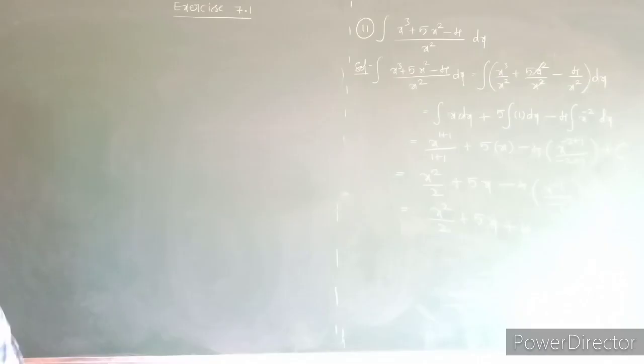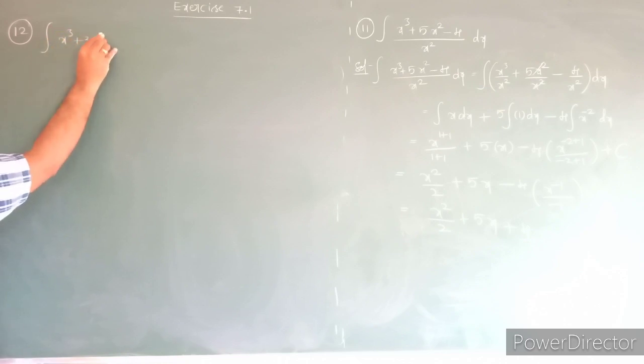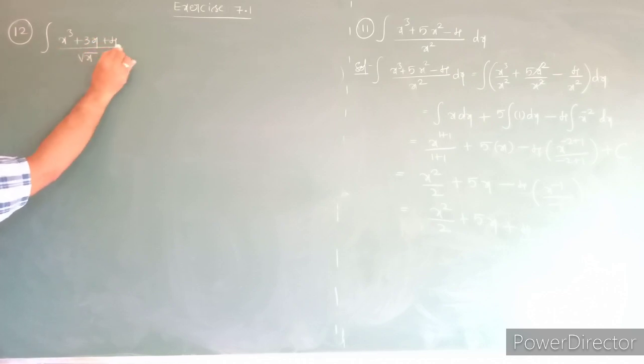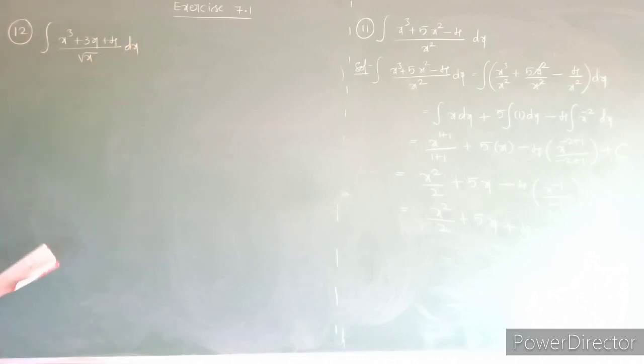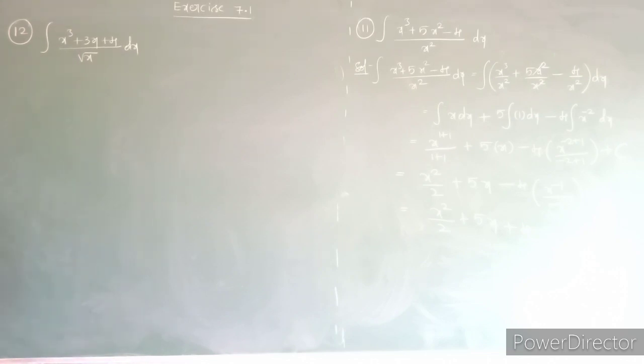Okay students, see that question. Question number 12. The question is: integral of x cube plus 3x plus 4 by root x into dx. So see this question. A similar model was there, but in the denominator it was x square, which is easy, but here we are getting root x.